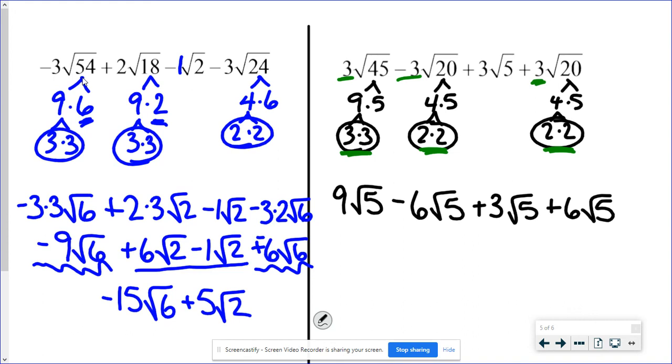So all of these had rad 5s. I actually wouldn't just add this going straight left to right either, because this is a negative 6 rad 5 right here and a positive 6 rad 5. Those are going to just take each other out. So 9 rad 5 plus 3 rad 5 would be 12 rad 5.